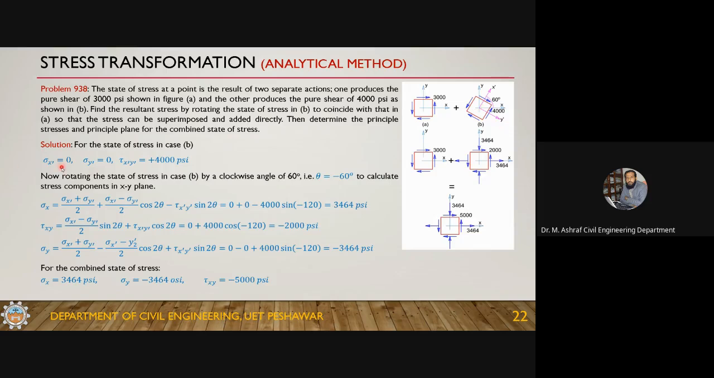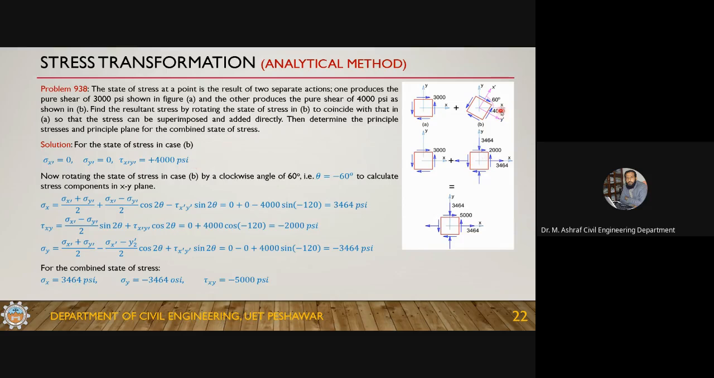Sigma x prime is known 0, sigma y prime is known 0, tau x prime y prime is 400,000. Since this is our x prime plane, on the x prime plane they are producing a clockwise effect, so that's why it is written as a positive number. This is our x prime plane, so that's why this is written as a positive number.